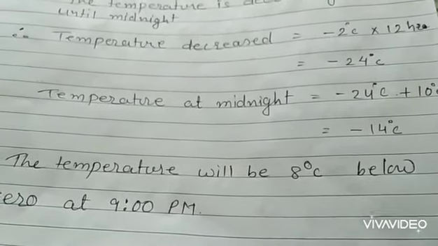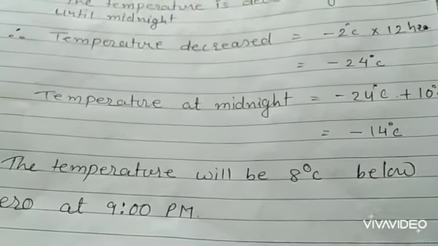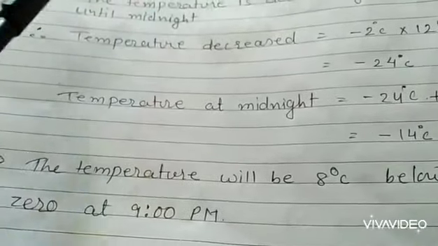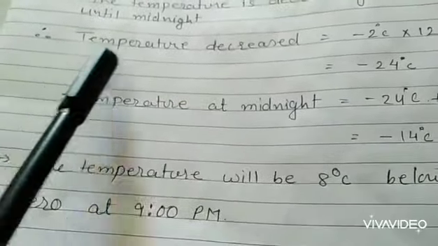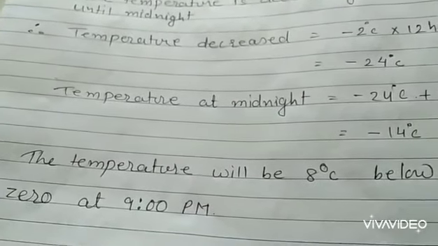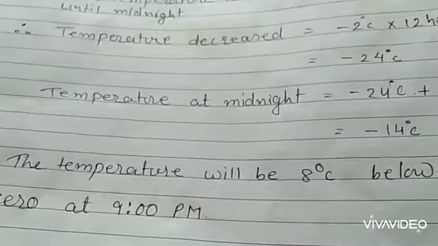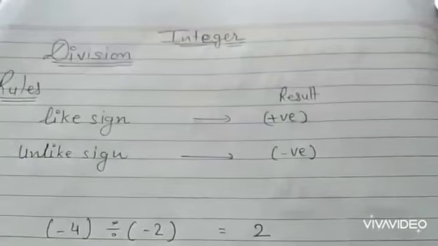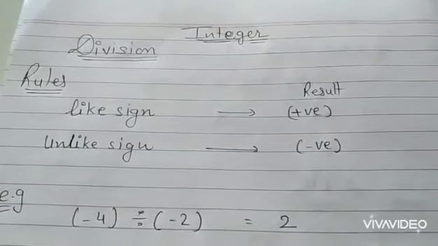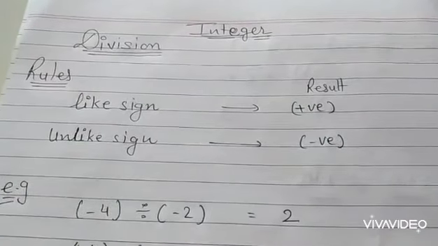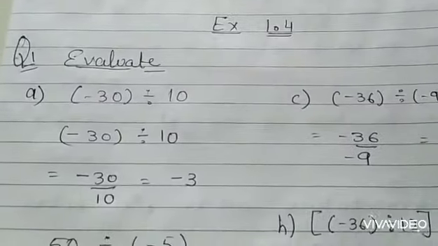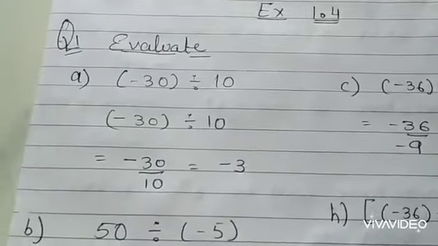Now this one you can calculate mentally also, and if you want, then you can write the temperature for each hour and then calculate. That's your wish. Whatever you want, you can do for this question. By using these rules, like sign, positive integer, unlike sign, negative integer, you will get the result. We will solve exercise 1.4, question number 1.